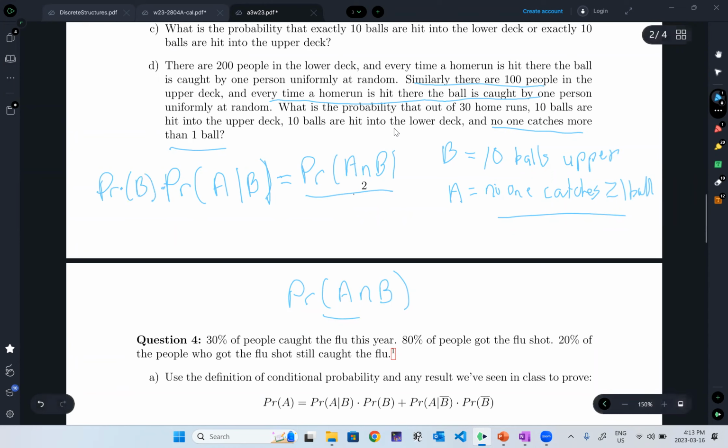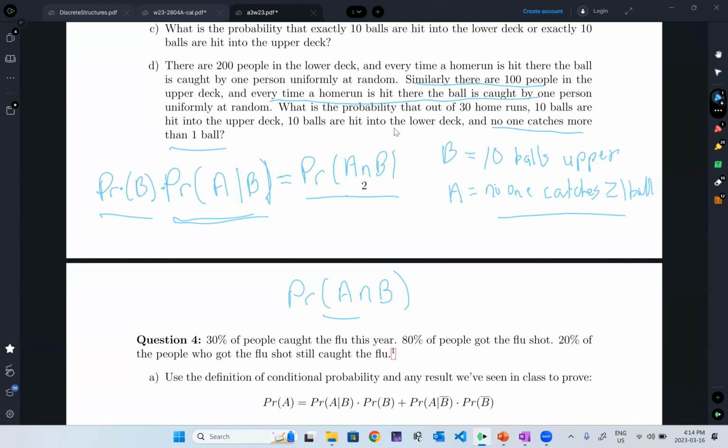So now this is what I want to find, the probability that I hit 10 balls into the upper deck and no one catches more than one. And I can compute this probability directly because that event is a uniform probability space. So it's just counting. I just ignore the number of ways that I can hit 10 balls into the upper deck, and I just assume 10 balls are hit into the upper deck. And then this is the probability that 10 balls are hit into the upper deck. Okay, so we did cover this. I don't know if it was emphasized enough. I felt like it deserved a review.